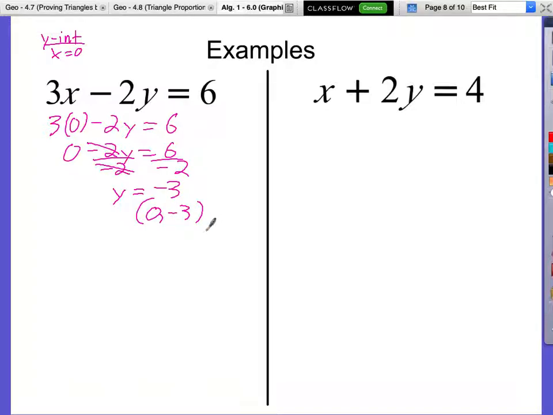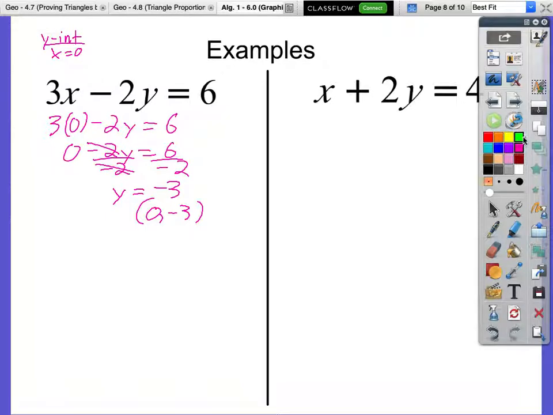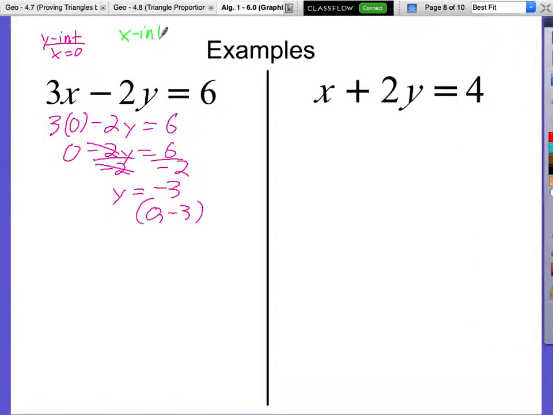So if we switch up gears and say, okay, let's find the x-intercept now. What do we know about y when we have the x-intercept? 0. So we're going to take this original equation again, 3x minus 2y is equal to 6. And what are we going to do this time if we're solving for the x-intercept instead of the y-intercept?